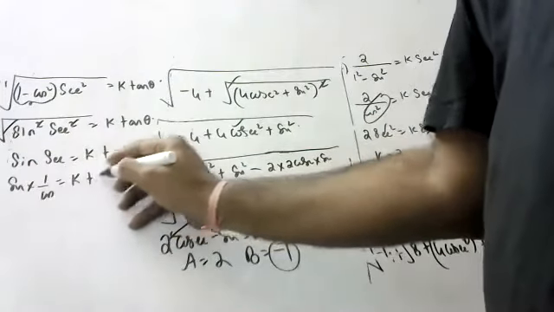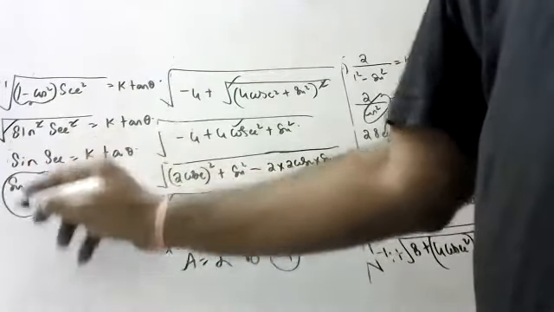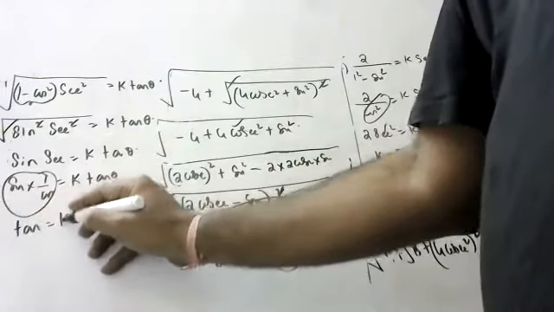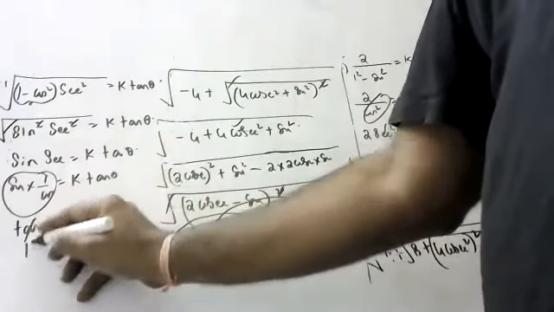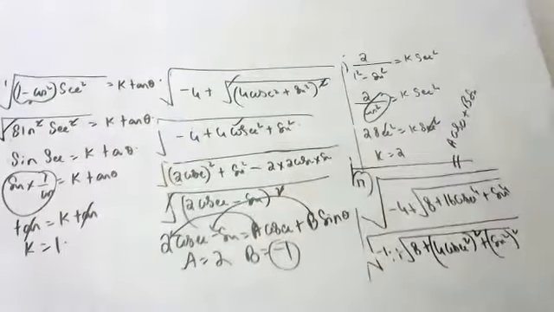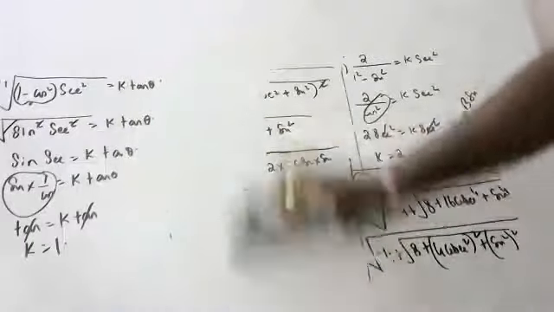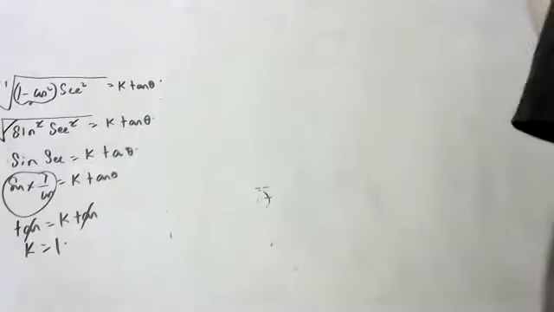Secant is 1 by cos. Sin by cos is tan. Tan is equal to k tan theta. K is equal to 1. I hope everyone is copying, children. Okay, next question.